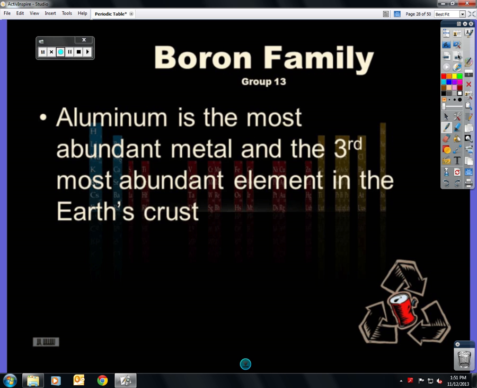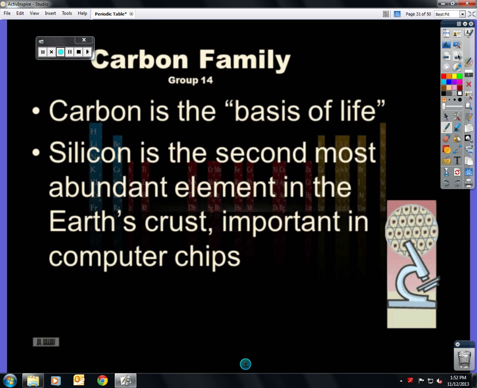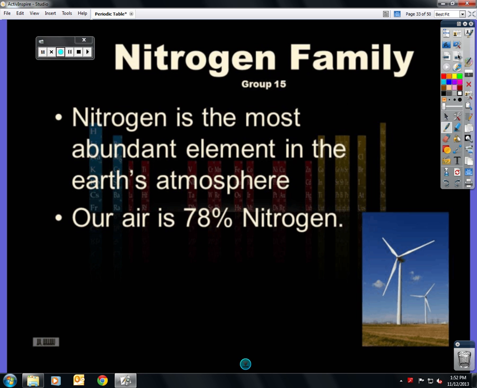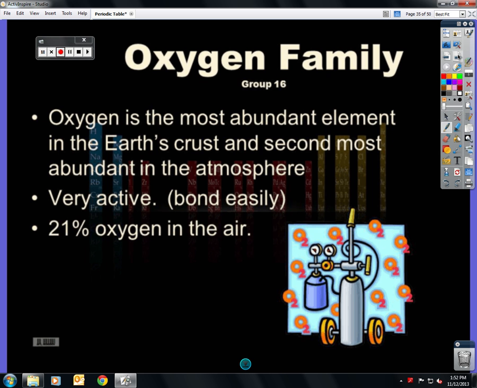The boron family is group 13. It's really all you need to know. The carbon family, you need to know that carbon is the element of life. That silicon also is used for computer chips. This is group 14. The nitrogen family, group 15. What's important here is that nitrogen makes up 78% of our atmosphere. The oxygen family is group 16. 21% of oxygen is in our atmosphere that we breathe.